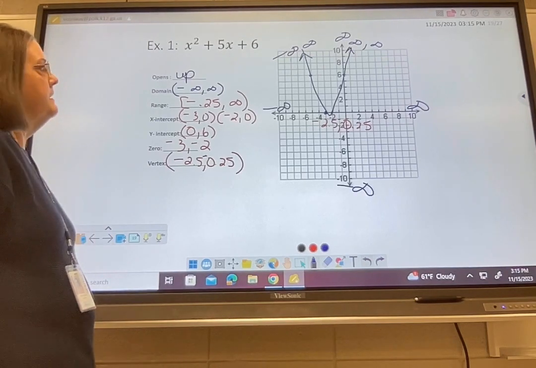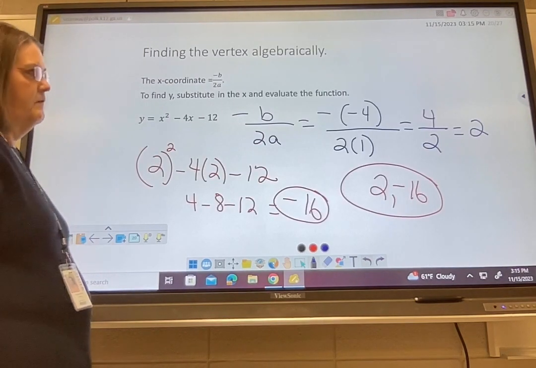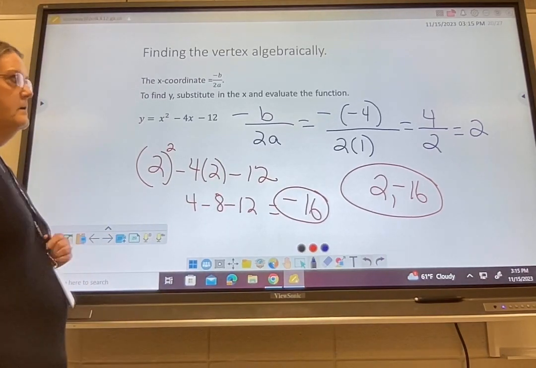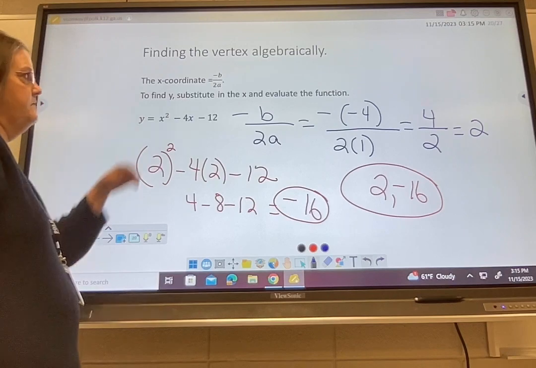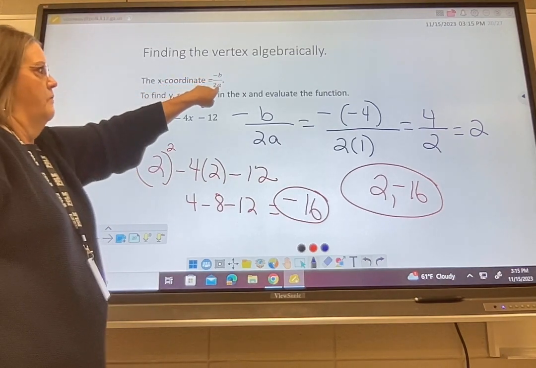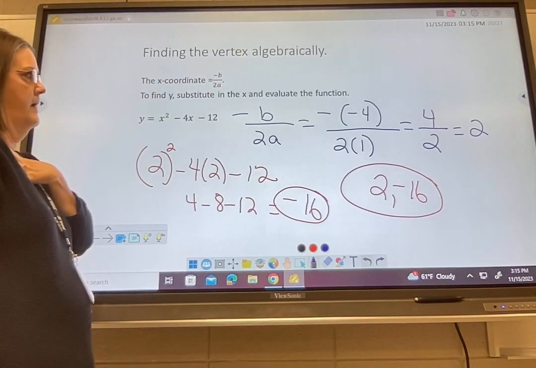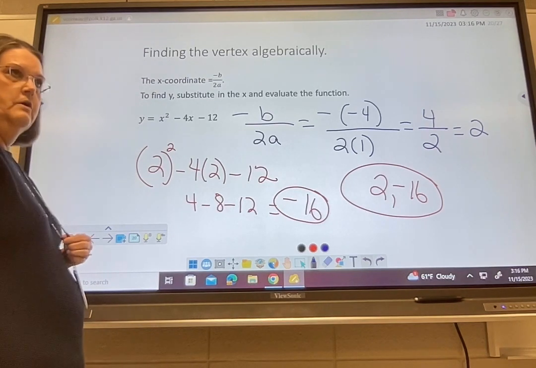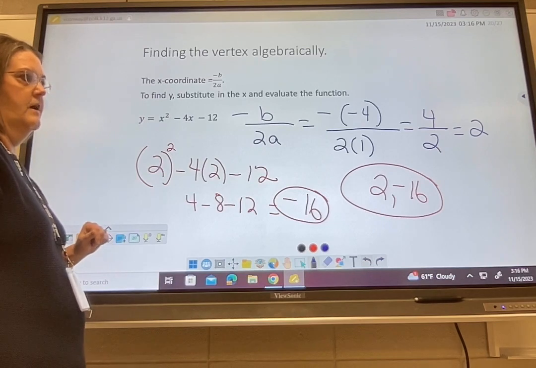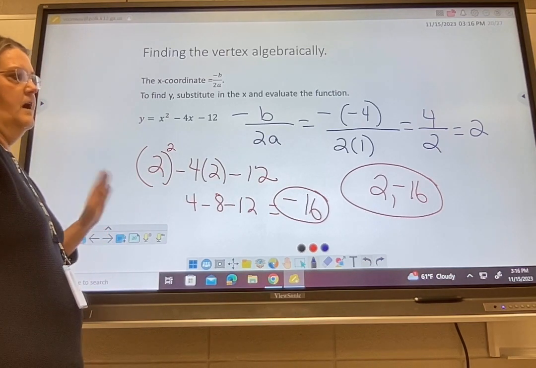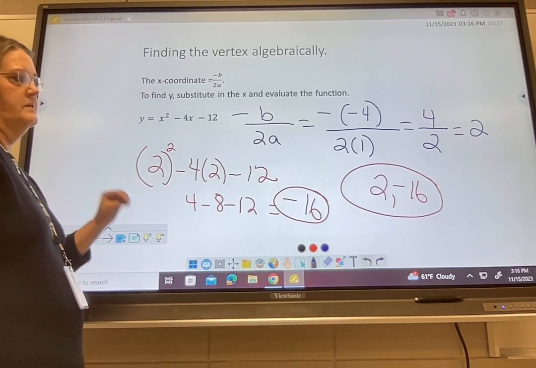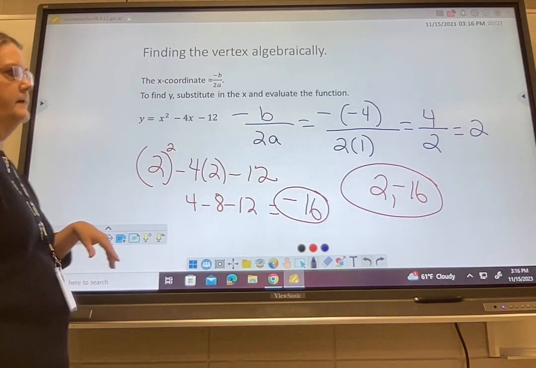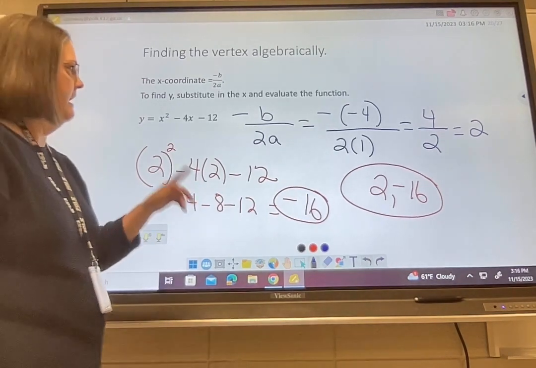Okay, doing the next one. Oh, I forgot that I did this. Okay, so if we want to find the vertex algebraically, this formula here, negative b over 2a, will give you the x coordinate. Also, if you go into mode 5.3, remember I taught you this yesterday on your calculator, the third thing that pops up will give you the x value of the vertex. So it will spit that out for you.